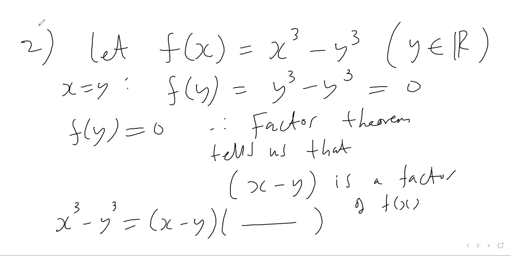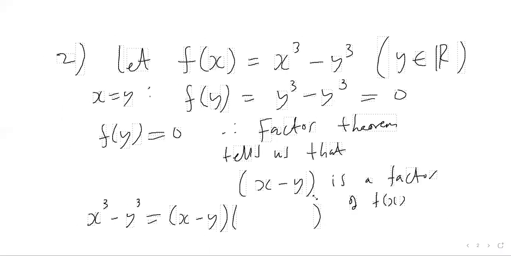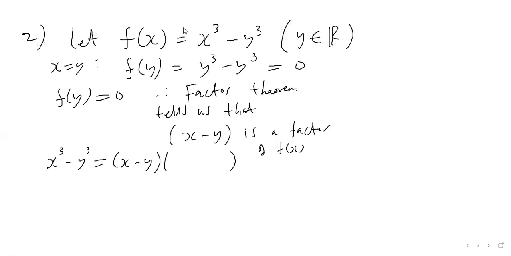To get this other factor that we don't know, I've obviously already given the answer away. But what we can do is just guess what would go in there. We could also use the long division method, what we did in the previous video, where we did something like this. We put the x minus y on the outside there, using this bus stop method. So x cubed minus y cubed.